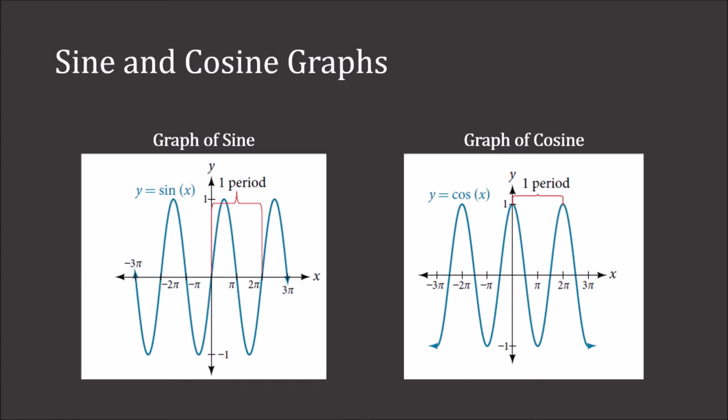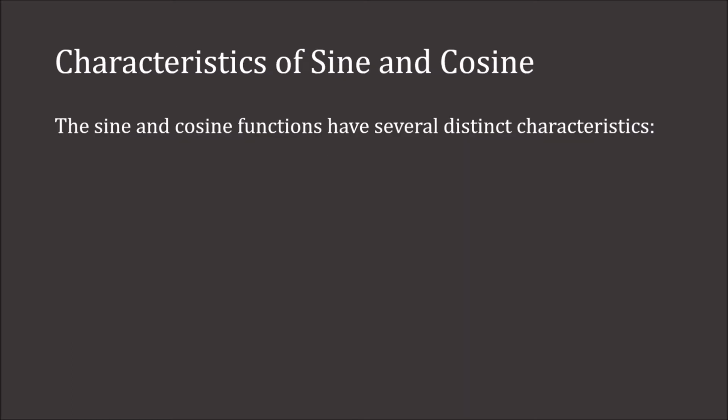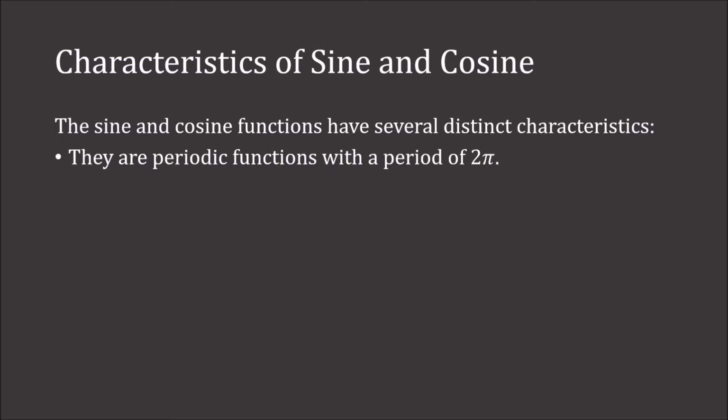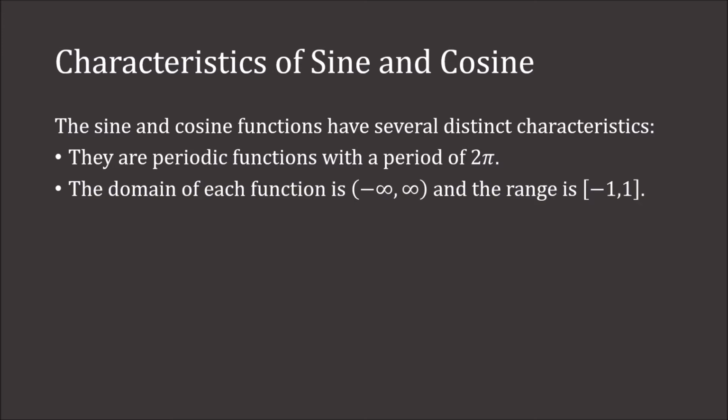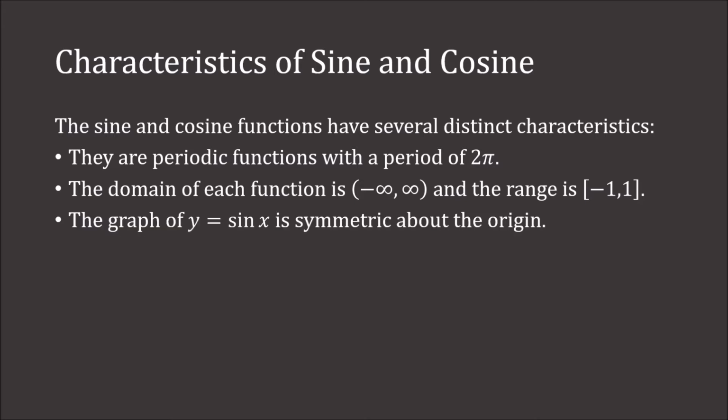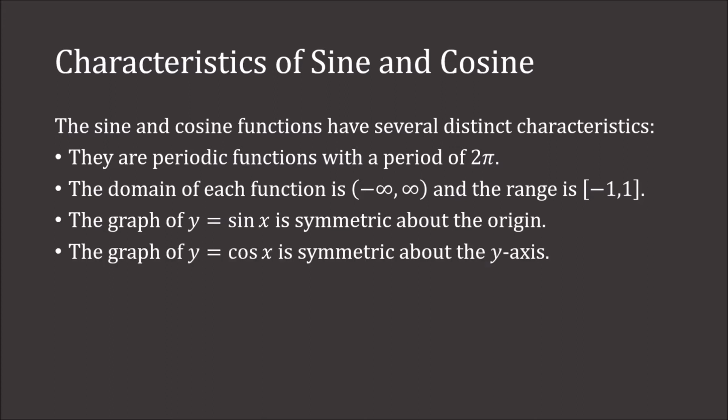Now, the sine and cosine have several distinct characteristics. We've already studied them. I will relist them now. First, they are both periodic functions with a period of 2 pi. Second, the domain of each is all real numbers, and the range is -1 to 1 inclusive. Third, the graph of y equals sine of x is symmetric about the origin. Fourth, the graph of y equals cosine of x is symmetric about the y-axis.